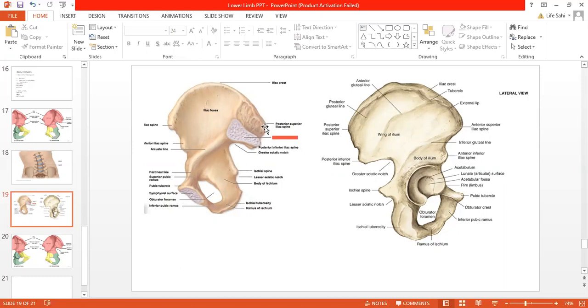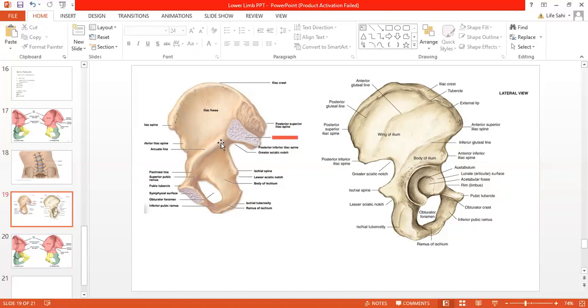The posterior border runs from the posterior superior iliac spine up to the posterior border of the ischium. On its way, it shows superiorly, just like the anterior border, the posterior superior iliac spine and the posterior inferior iliac spine. Below the posterior inferior iliac spine, we can appreciate a very large, deeply placed notch called the greater sciatic notch. This notch in the lower part leads to another bony projection called the ischial spine, and below that we have the lesser sciatic notch just above the ischium.